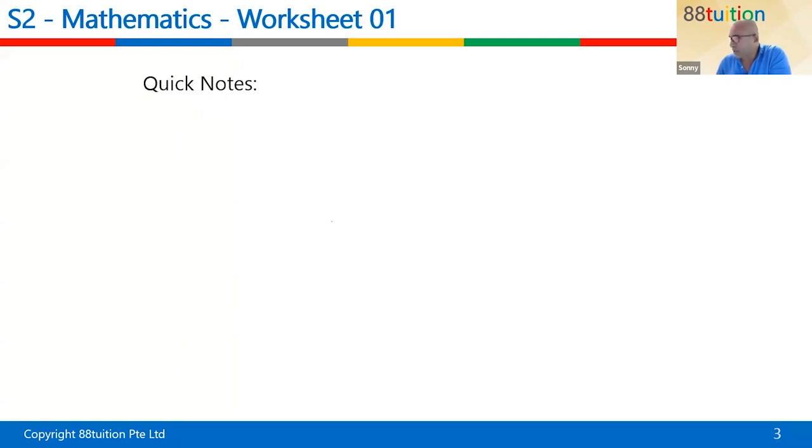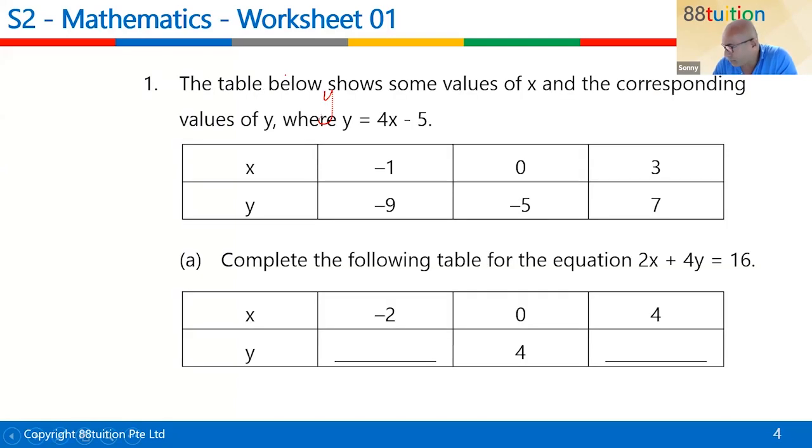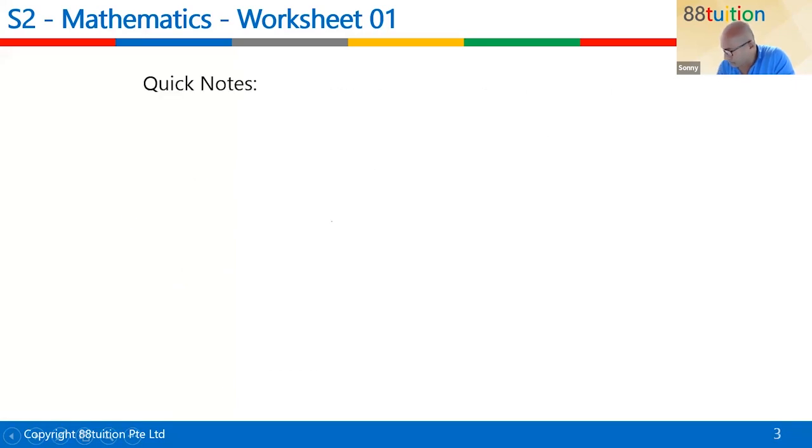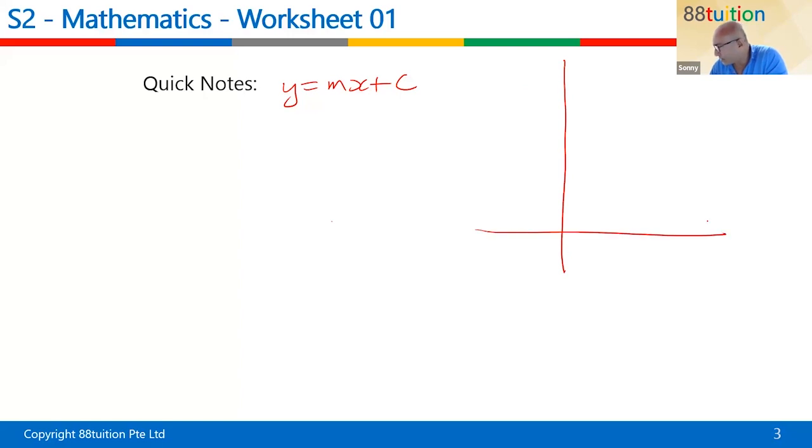Sometimes it just happens. Okay, straight line equation. This is the first thing you need to know. Y equals mx plus c. You saw that? So I can draw something by the side to help you guys.